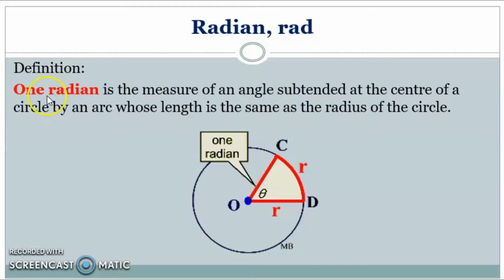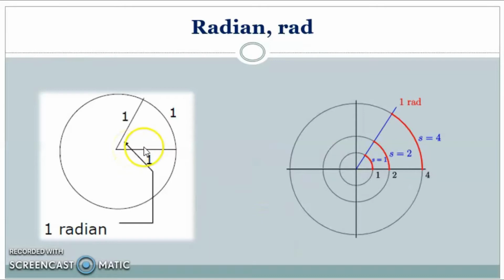First, we will learn the definition of radian. 1 radian is the measure of an angle subtended at the center of a circle by an arc whose length is the same as the radius of the circle. This means that when the angle subtended is 1 radian, the arc length and the length of the radius are the same. For 1 radian, if the arc length is 1, then the radius is also 1. Similarly, if the arc length is 2, the radius is also 2, and so on.